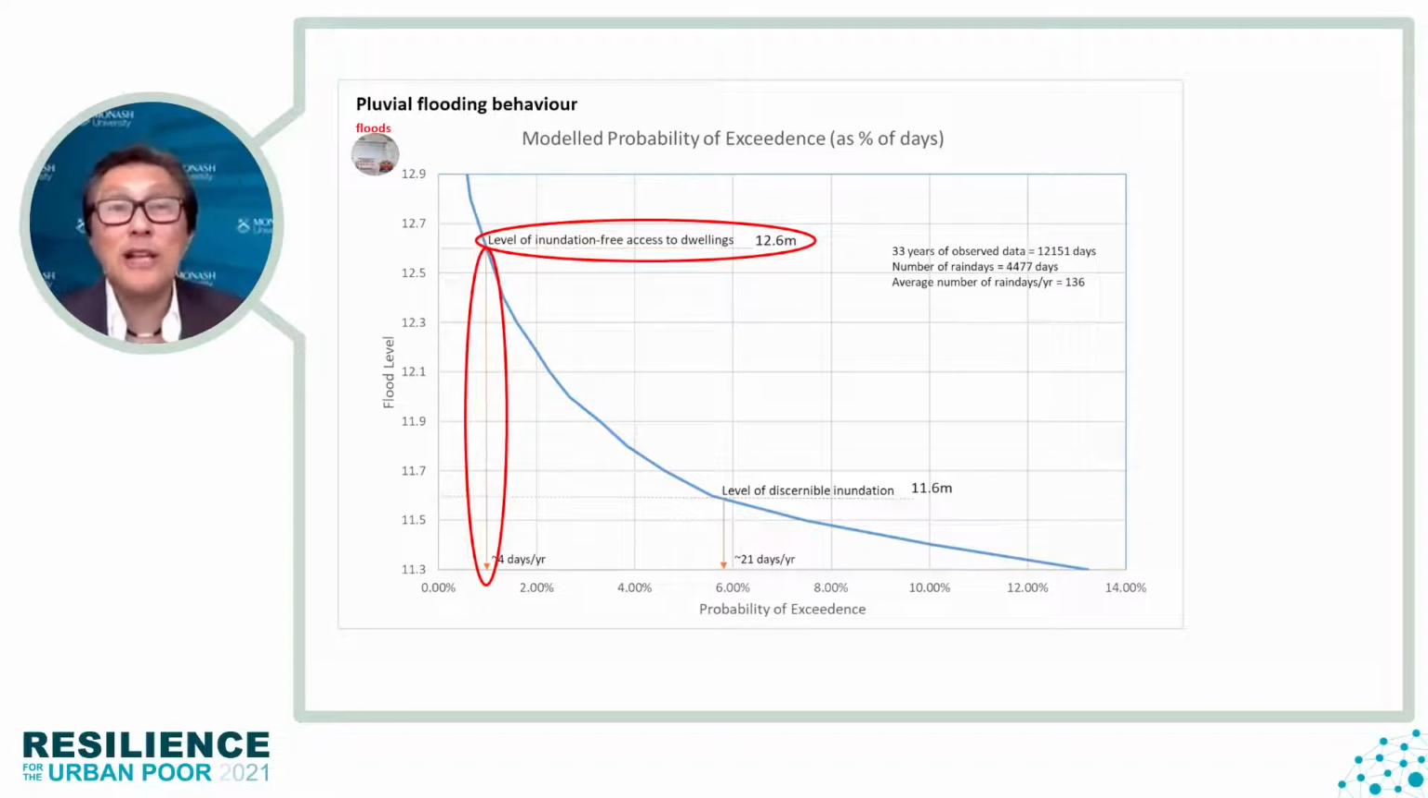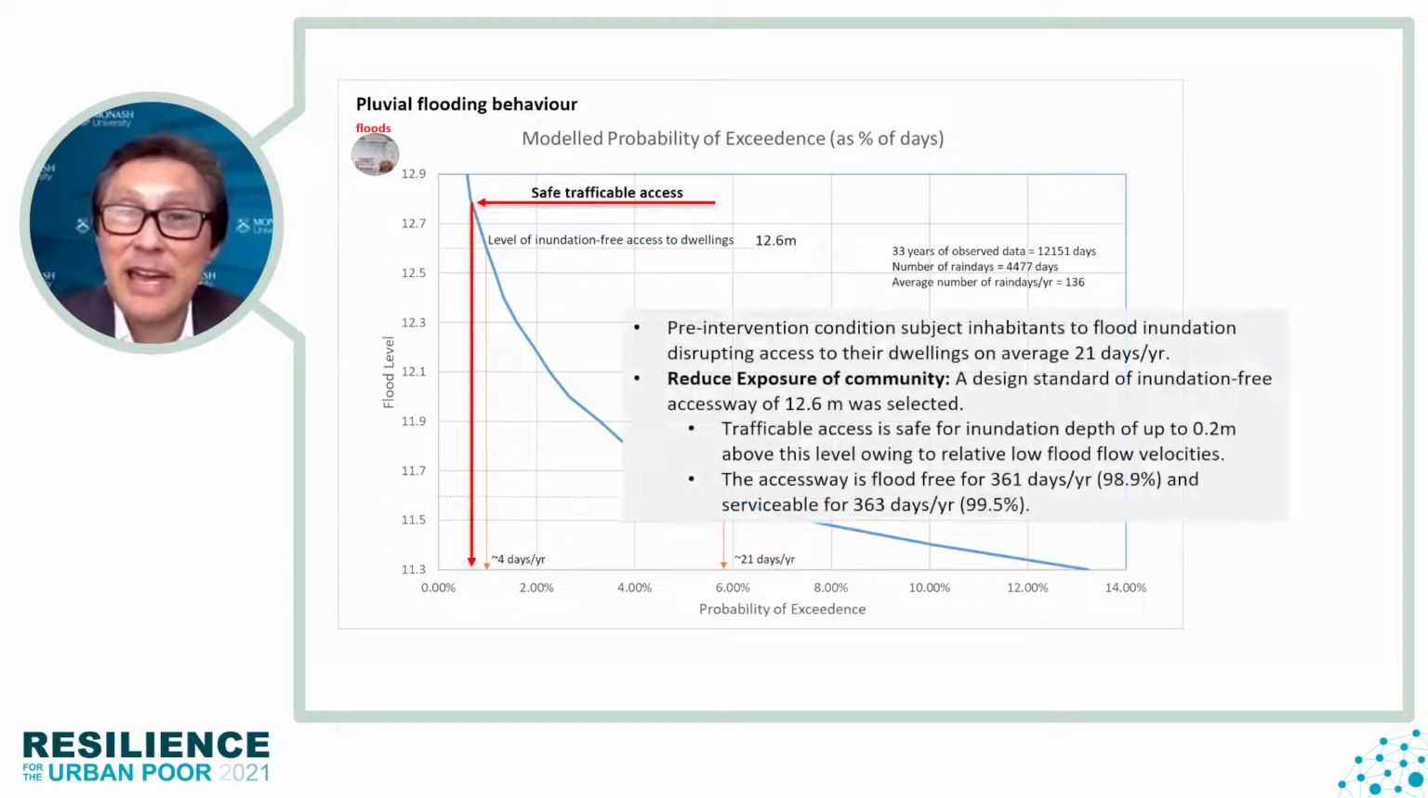But as you recall, I did say that safe traffic access in fact allows that accessway to be inundated, but not by more than 0.2 meters. And that safe traffic access in fact is reduced down to about 2 days a year. So you find that in that consideration, based on 33 years of data, we were able to select what might be a good design standard of 12.6 meters, which will then reduce the level of disruption from 21 days a year to about 2 days a year. So that's how you set a design standard.